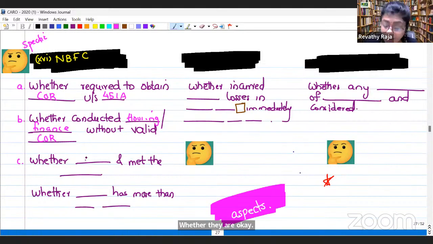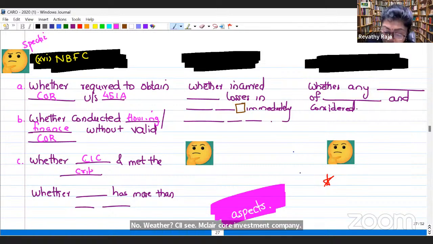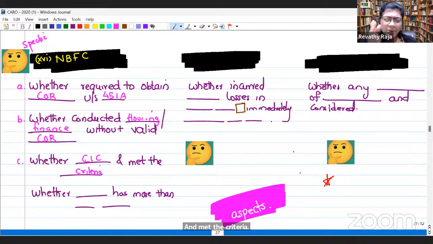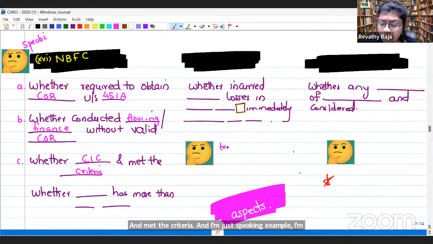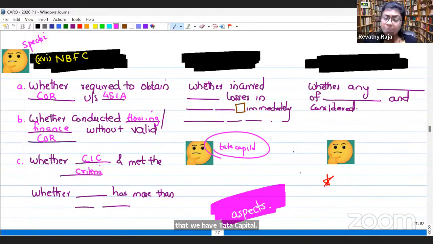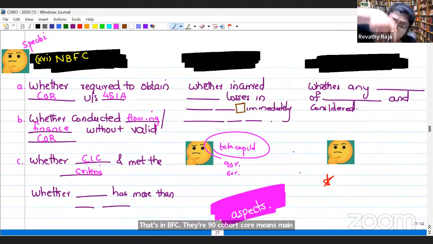Now, whether CIC, core investment company, has met the criteria. I'm just taking an example, not saying 100% accuracy. You have heard about Tata Group, Tata Sons. In that we have Tata Capital. One of the main things they do is investment, meaning more than or equal to 90% of their activity is investment, and mainly they invest within the group. For such an NBFC, the main activity is investment, that too within the group.